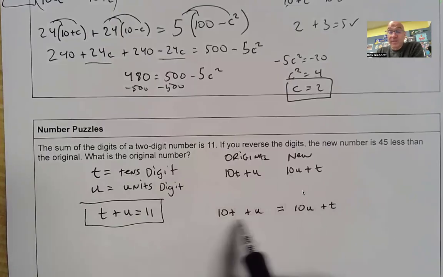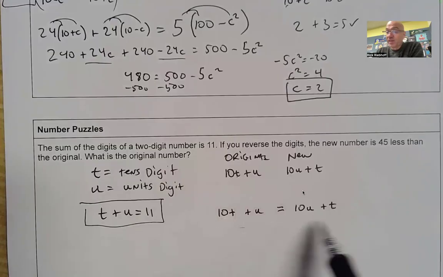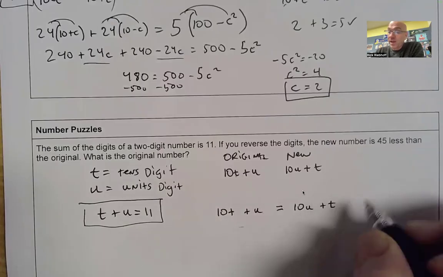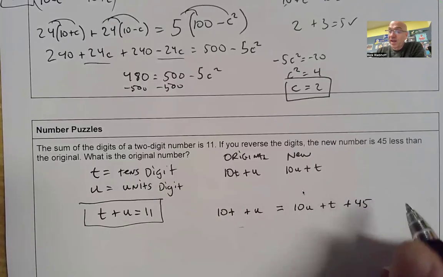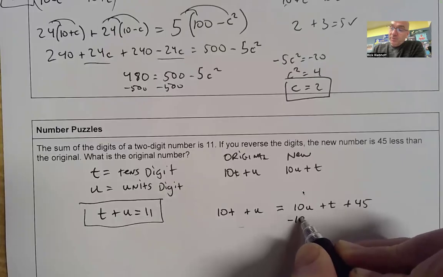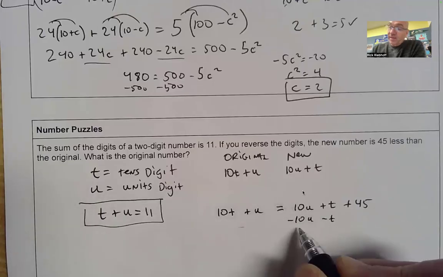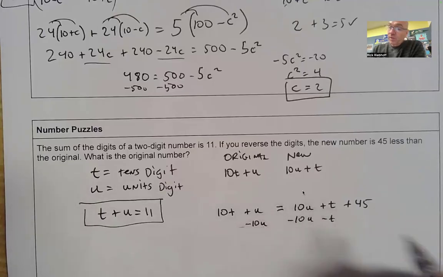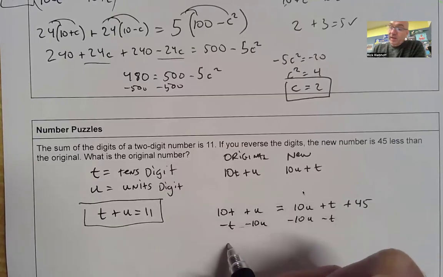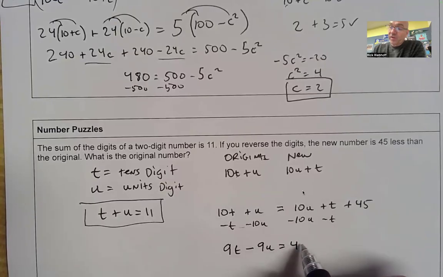Now, to make them balance, because they're not balanced, right? This is 45 less than this. So if this is a teeter-totter and this is 45 pounds less, how do I make them even? I add 45 to this, right? So I'm going to add 45 to the side that's less. And now they're even Steven. Now this is true. All right, so what am I going to do? I'm going to subtract 10u and t from both sides. So I get 9t minus 9u equals 45.